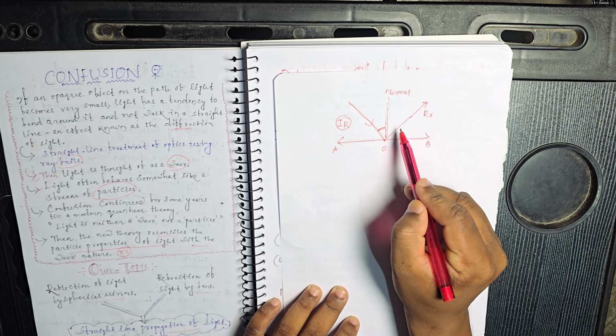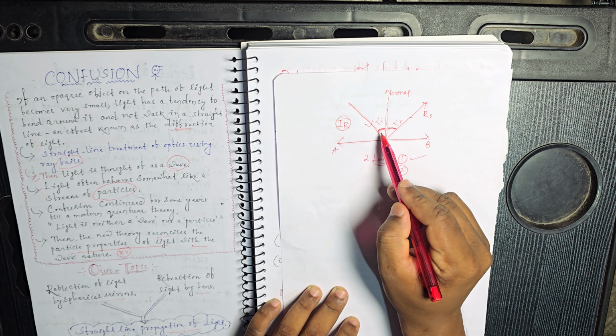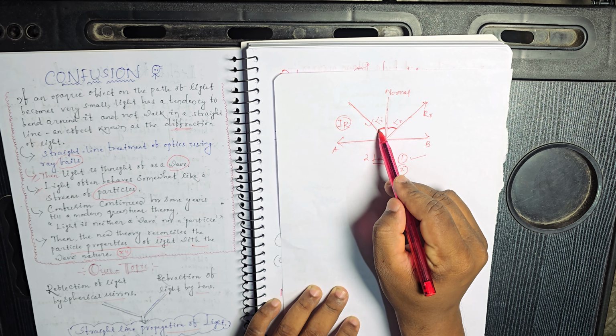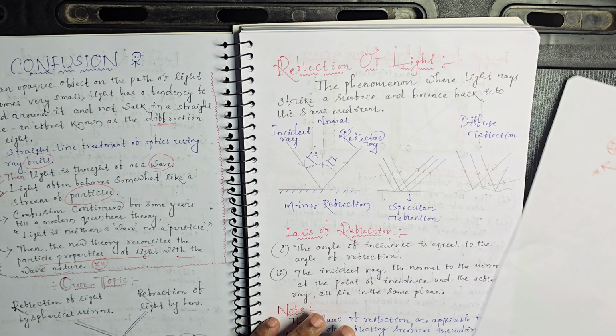And from here we have arrived at the two laws of reflection. What are the two laws? First law: the incident ray, the reflected ray and the normal at the point of incidence, all three of them, lie on the same plane. This is the first law. Second law: the angle of incidence is equal to the angle of reflection. That means the angle of incidence always bears the same value as the angle of reflection. I hope this is clear. This is about the two laws of reflection.